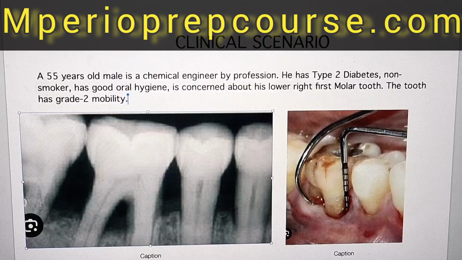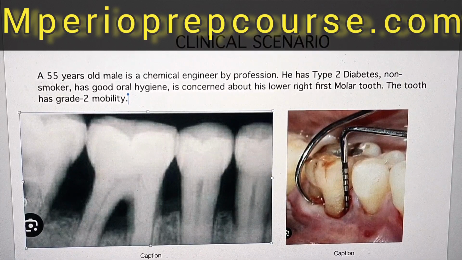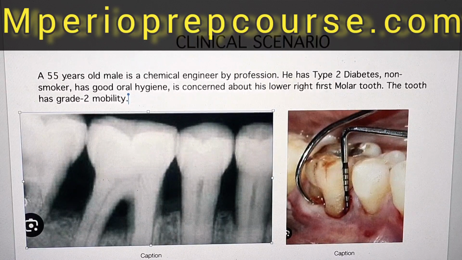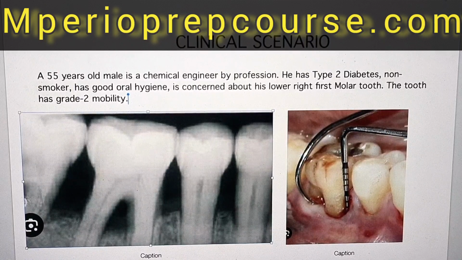Okay, and can you please explain the steps of tunnel preparation? Okay, I will give the patient local anesthesia, raise the buccal and the lingual full thickness flap. Then I will remove all the granulation tissue by root surface debridement, and then I will remove interradicular bone to expose the furcation area and to widen the furcation area. Then flaps are sutured in the apical position so that it is easy for the patient to clean this area and to expose the furcation area.